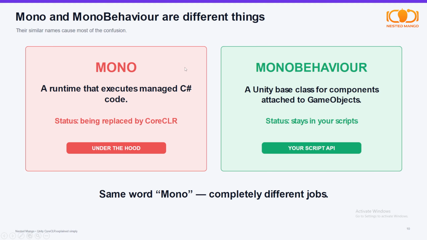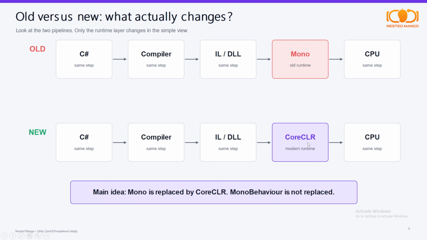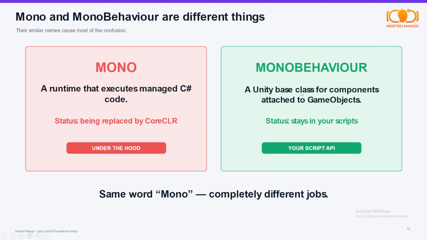And one more thing: if I'm saying that Mono is going and CoreCLR is coming, it does not mean that we have to change anything in MonoBehaviour. Whenever we write any script, it starts with MonoBehaviour, we inherit that, and that will stay the same. You do not have to do anything. Mono and MonoBehaviour are two different things.